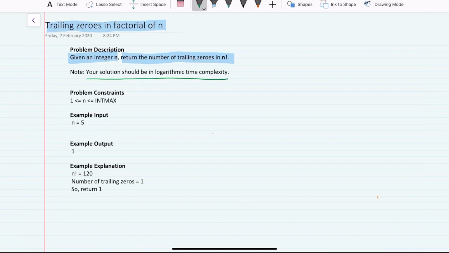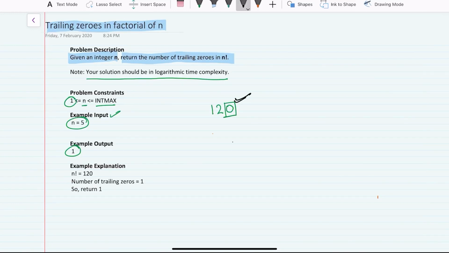As per the problem constraints, n lies between 1 and int max, and in the example input we are given n as 5. The example output is 1 because the factorial of 5 is 120. Here there is only one trailing zero, so therefore we will simply return 1.